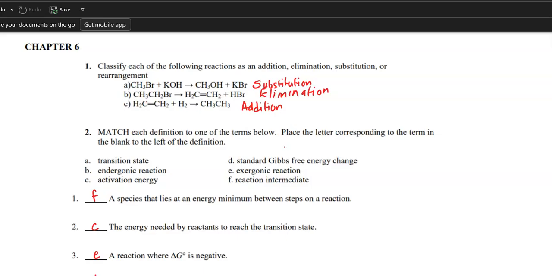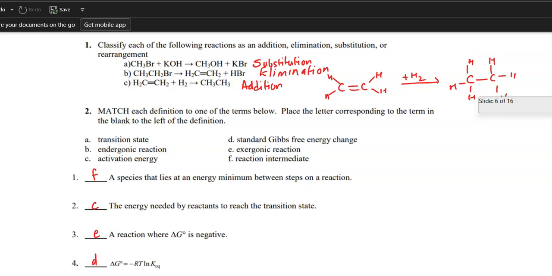Okay, so for example, if I draw this out, it looks like this. There are two hydrogens on the carbon atom, but now you have added another hydrogen molecule, right? So you get rid of the double bond, and now you have all hydrogens on the carbon atom. So it is an addition reaction. Generally, addition reactions are shown by alkenes, alkynes, etc.